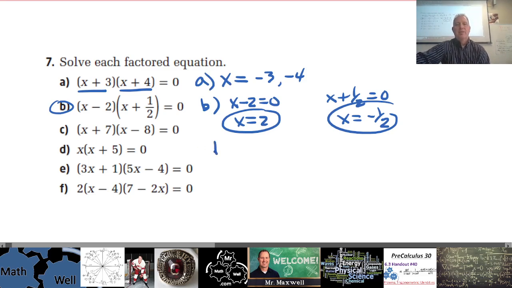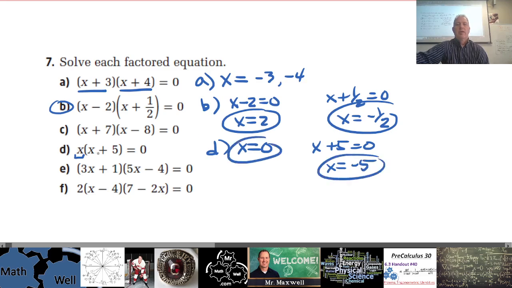What about D? Let's do D. If I let x equal 0, what does x equal? 0. Yep. If I let x plus 5 equal 0, what does x equal? There's your answers. 0 and negative 5.